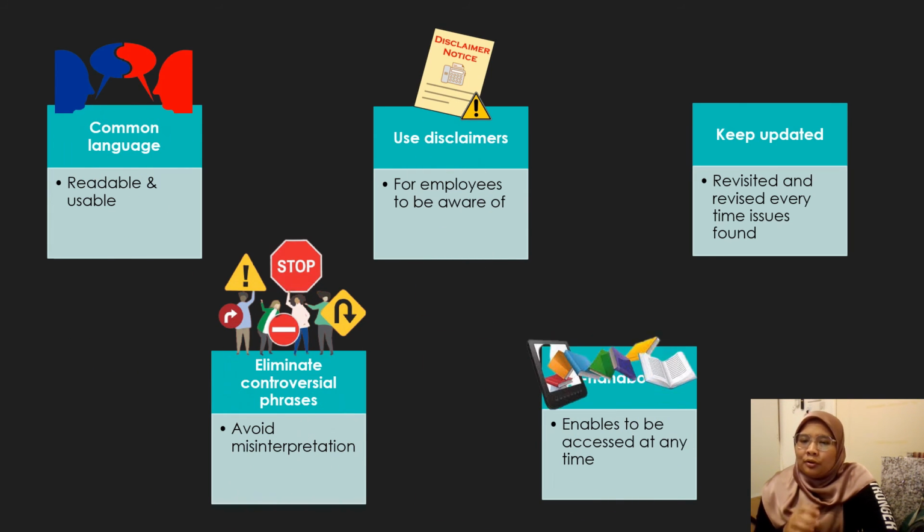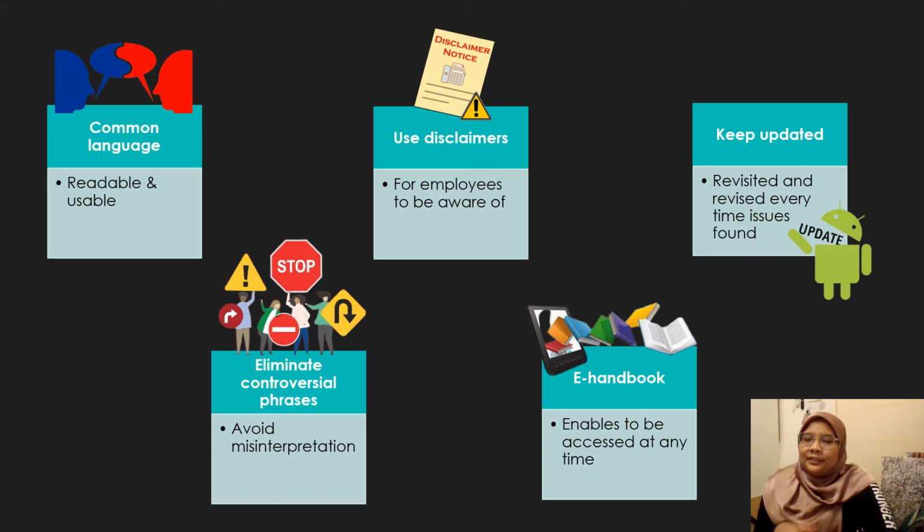Basically, a common handbook must be written in a common language so that it is readable and also usable. Then, all controversial phrases are usually eliminated in order to avoid misinterpretation by either the employee, employers, or general law officers. In addition to that, disclaimers are written clearly instead of using small fonts at the bottom corner of the page. This is to ensure that employees are completely aware of that section. The handbook is also updated from time to time whenever necessary. Let's say there is a new issue to be found or any changes are amended on the existing process. Last but not least, with the technological era we are in now, most handbooks are now in the form of an e-book so that they can be accessed anywhere and everywhere for easy reference purposes.